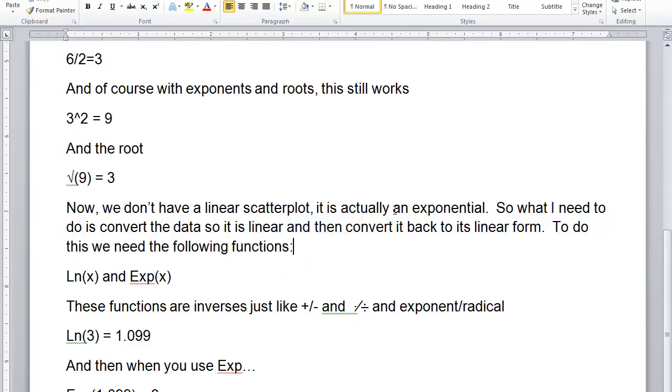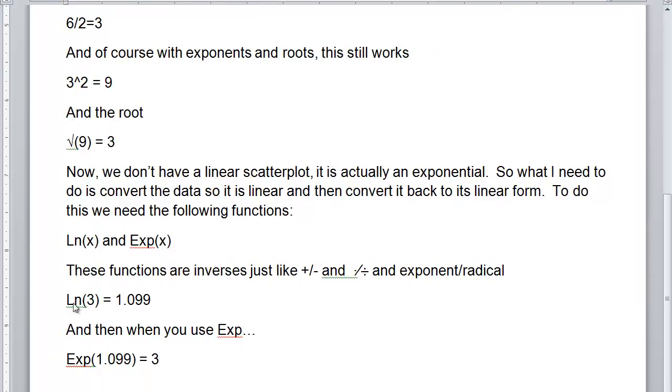To get rid of the exponential nature of the graph, I'm going to use the natural logarithm, or logarithme naturel. That's what the ln stands for. And then to get it back to its exponential form, I'm going to use the e, the special letter e, or the exponential. Okay? And these functions are inverses, just like addition and subtraction are, just like multiplication and division are, and just like the exponent and the radical are. To illustrate that, the ln of 3 is 1.099, and then when you actually use the exponential of 1.099, it is 3. You get it right back, that 3 that we've been looking at all along.